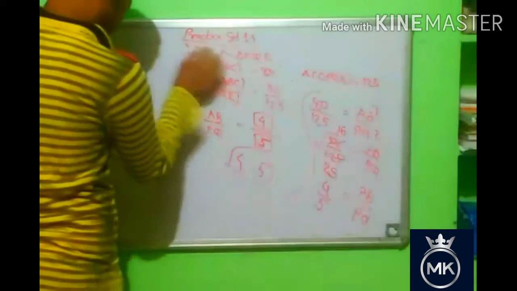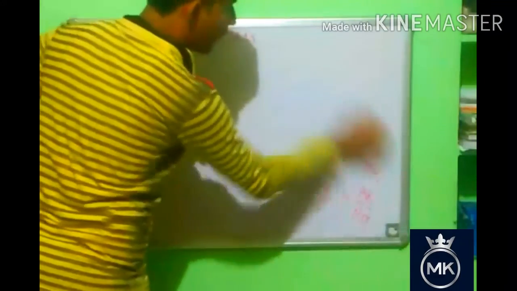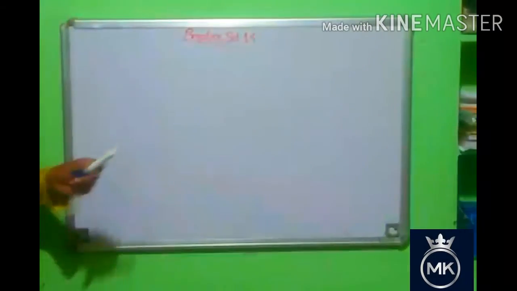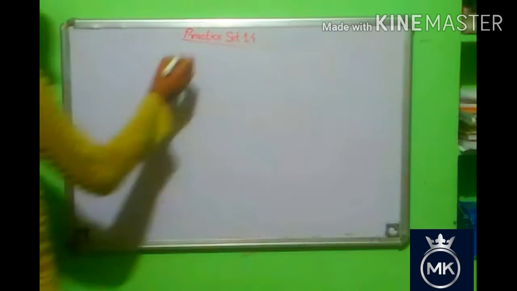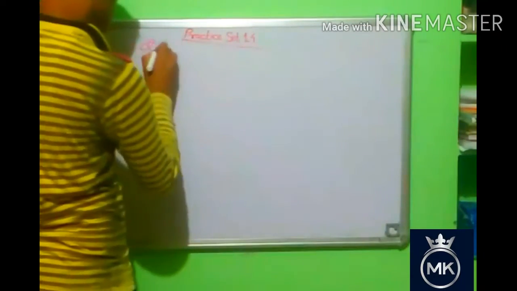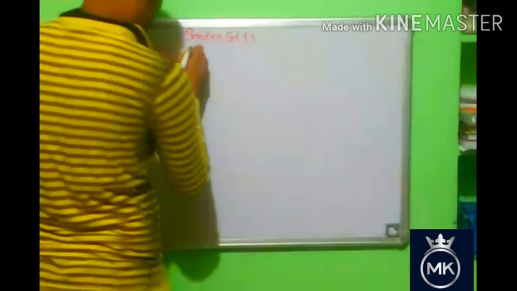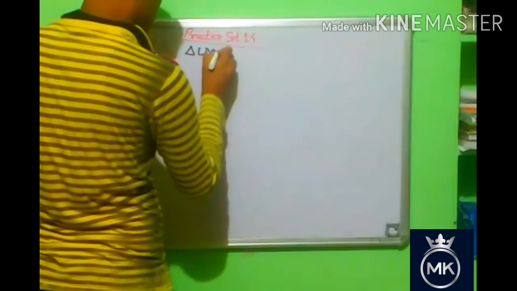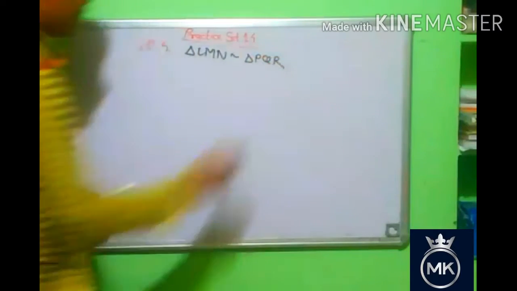Then question number 4. Friends, in this question an activity is not given, so we have solved it properly. In question number 4, triangle LMN is similar to triangle PQR.